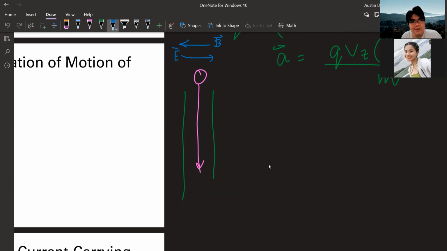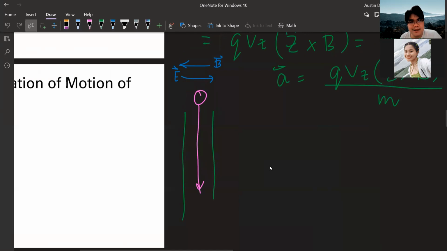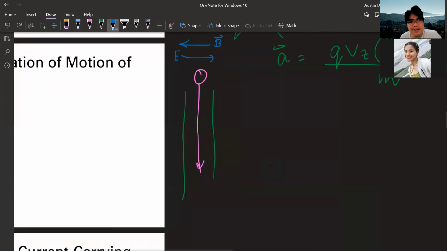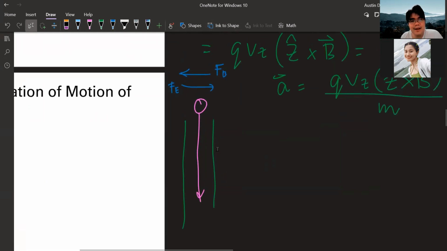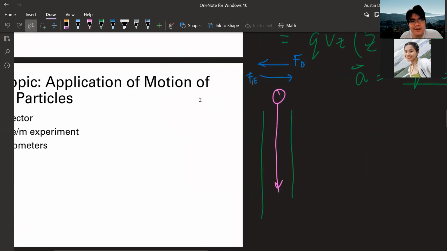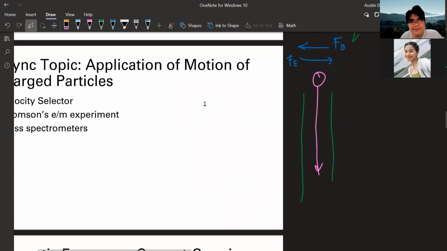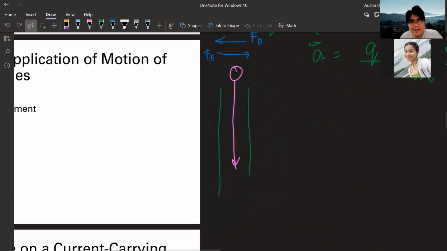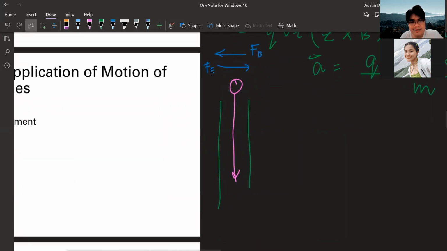Okay? Arrange your electric fields and magnetic fields in such a way that the forces are anti-parallel with each other, FB and FE. Okay? And then, it's called a velocity selector because at certain velocities, one force is stronger than the other.